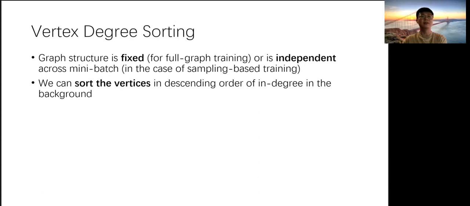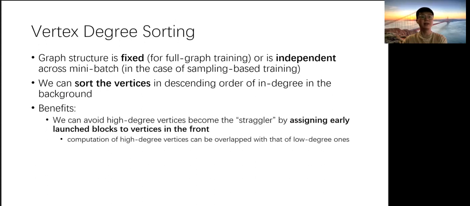The benefits are twofold. First, we can further alleviate the straggler problem by assigning early launched thread blocks to vertices in the front. In this case, computation of high-degree vertices can be overlapped with that of low-degree ones. Second, when feature size is small, a thread block can consist of several FATs. By sorting, consecutive vertices will have similar degree. Therefore, FATs in the same block will have similar amount of workload. Intra-block load imbalance is therefore reduced.